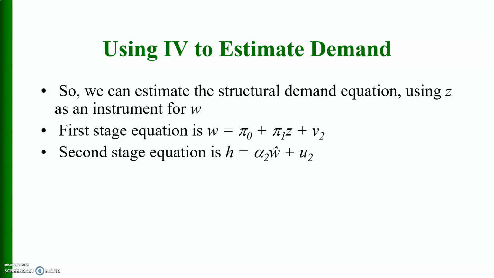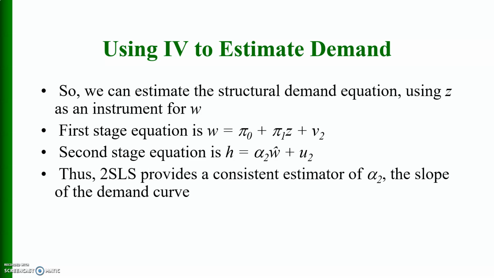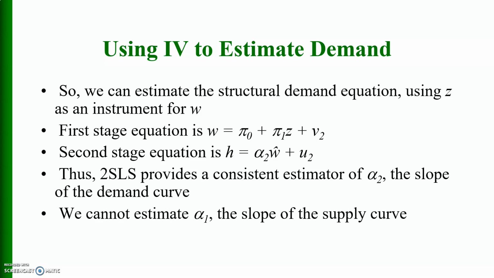In the second stage equation, H is regressed on W, and instead of the original W, we use the estimated values from the first stage equation in the second equation. Therefore, these two stage least squares provide a consistent estimator for alpha 2, the slope of the demand function. But we cannot estimate alpha 1, the slope of the supply curve, as I mentioned earlier.